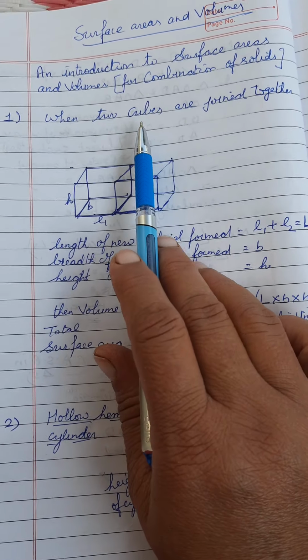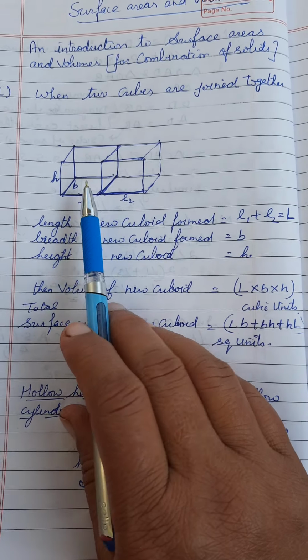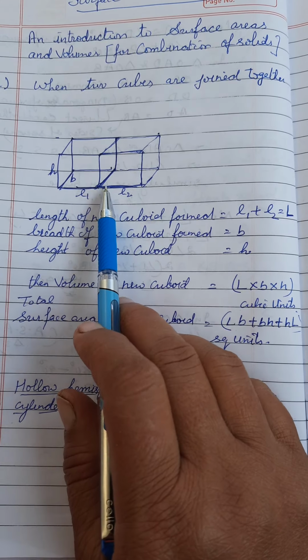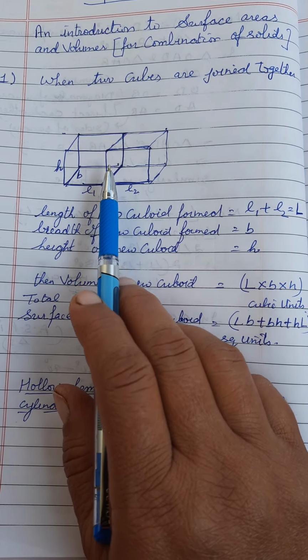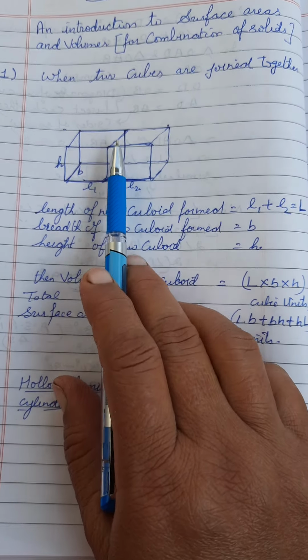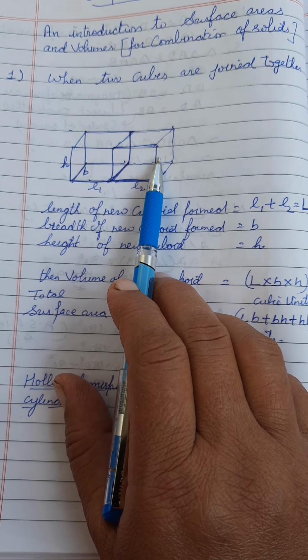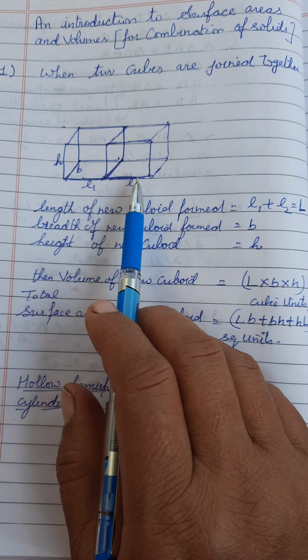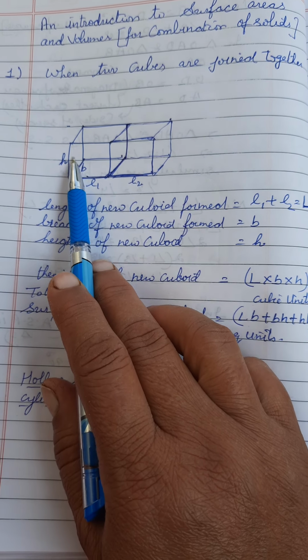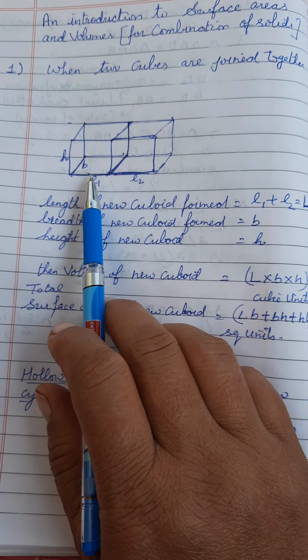The first is when two cubes are joined together. See here, two cubes are joined together. This one is the first cube and this one is the second cube. When these two cubes are joined together, then we have got a cuboid. Now in this cuboid, this is the breadth and this is the height and this is the length.